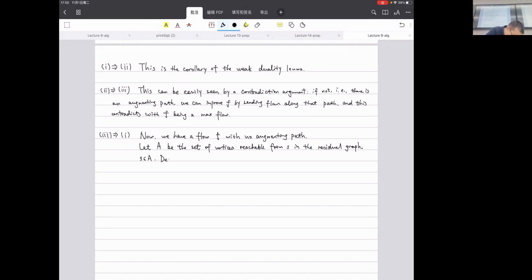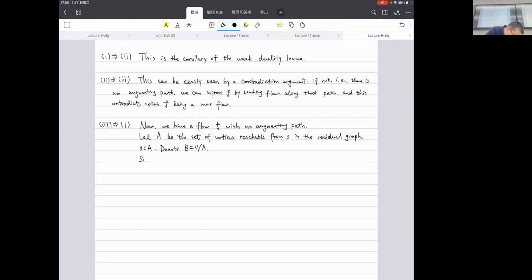And we denote B equals V minus A. We are basically going to show that the capacity between A and B actually equals the flow value of F. So basically, we denote B equals V minus A here.